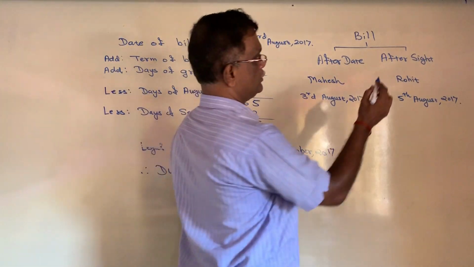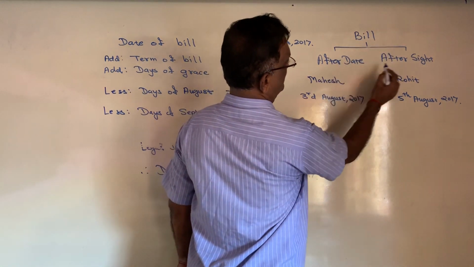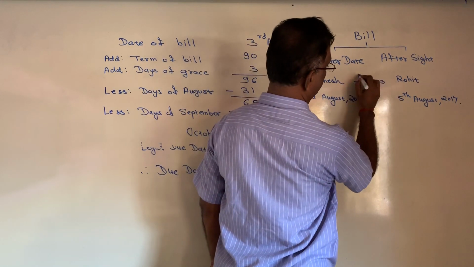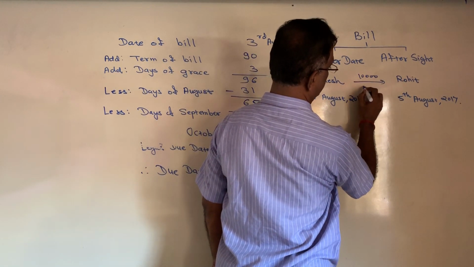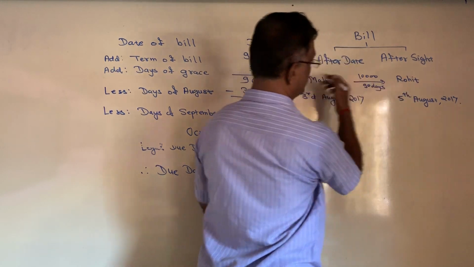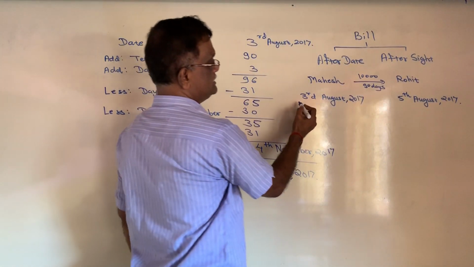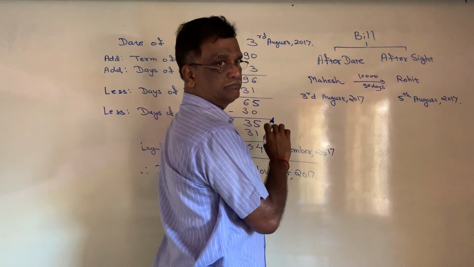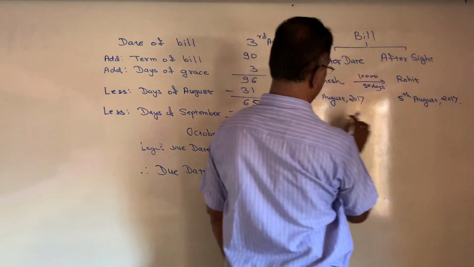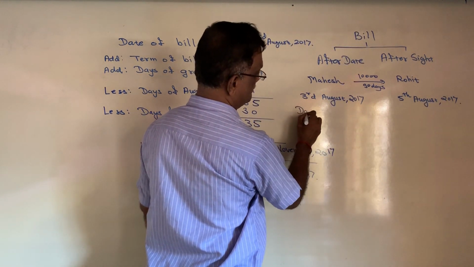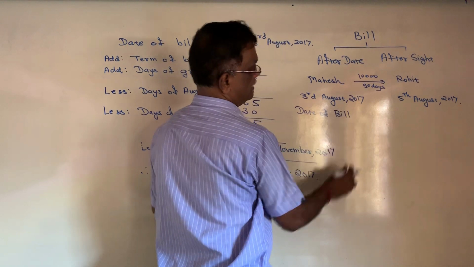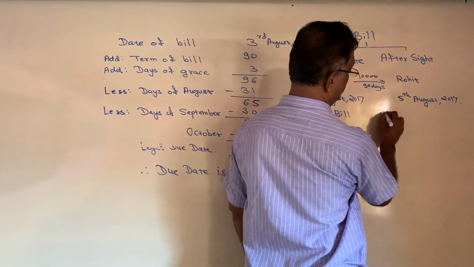so there are 2 types of bill: after date bill, after sight bill. In our example, Mahesh draws a bill on Rohit, suppose worth rupees 10,000 for 90 days. Rohit agrees to pay after 90 days. So on this date Mahesh draws the bill and this bill is accepted by Rohit on 5th of August. So this is known as the date of bill, and this is known as the date of acceptance.